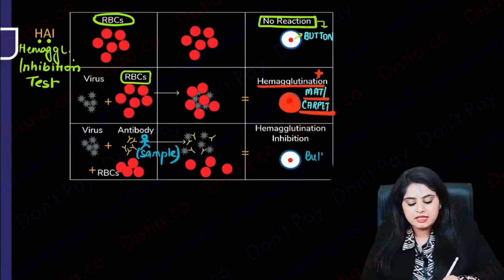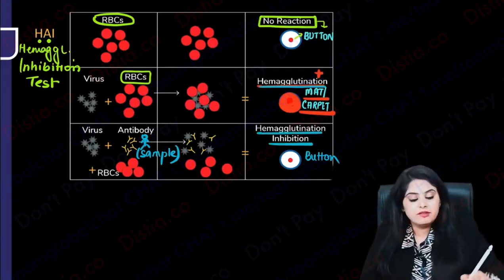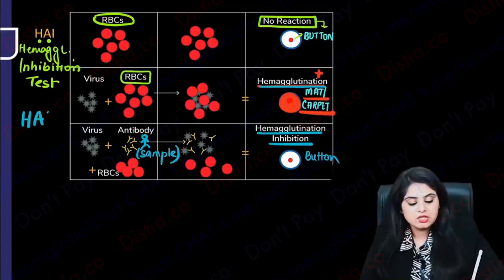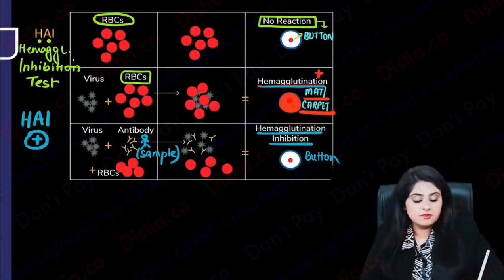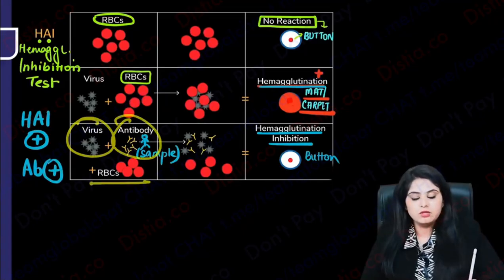Can I say that initially the hemagglutination was occurring, but now the hemagglutination got inhibited? So if I see the hemagglutination inhibition test as positive, that means the antibodies are there. Because the antibodies are there, they got busy with the virus. There was no one to take care of the red blood cells. The red blood cells made a button.